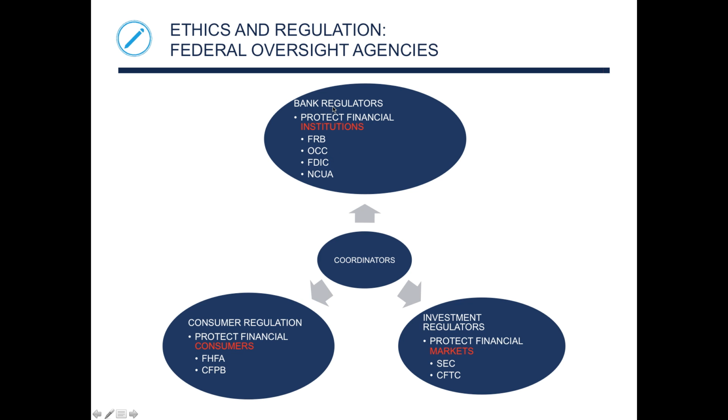Okay, so then here we have ethics and regulation, federal oversight agencies. So we have some coordinators who facilitate that. Bank regulators, they protect financial institutions. So the FRB, the Federal Reserve Bank, the OCC, the FDIC. I gotta look into what OCC is. I don't remember. There's so many acronyms.